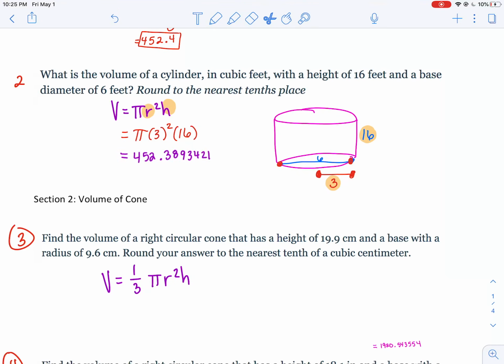Go ahead and type that into your calculator, and you get the exact same answer from the problem above. Make sure that you round it. If the second digit after the decimal is 5 or bigger, it bumps the number right in front of it up 1. So my final answer is 452.4.